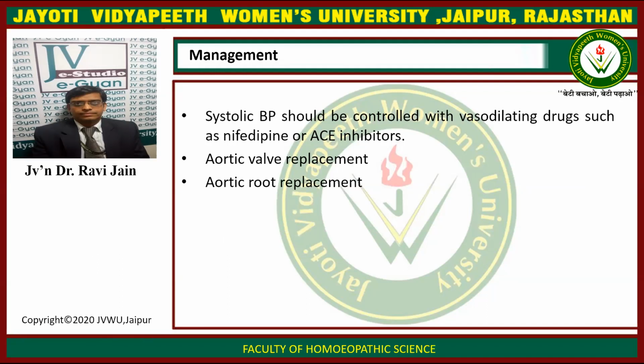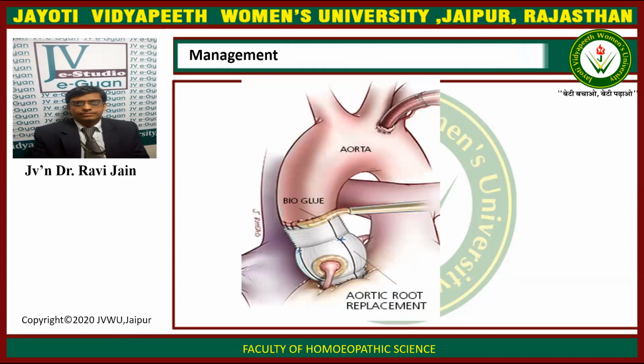So there are three patterns of management. Number one, systolic BP should be controlled by nifedipine or ACE inhibitors. Aortic valve replacement has to be done, and aortic root replacement should be done. And this is the surgery of aortic root replacement.